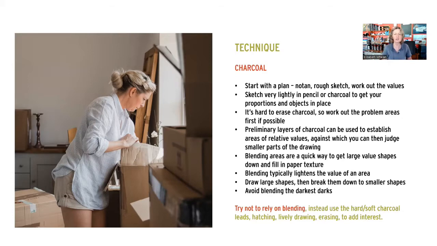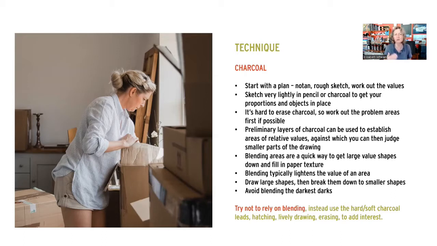So blending areas is a quick way to get the large value shapes down and fill in the paper texture. With charcoal, you tend to work on paper that's a little bit more rough. The surface texture picks up the charcoal dust, but if you want a very blended area, you need to get that dust down into the dips in the paper as well. So blending is useful for that. But it does typically lighten the value of an area, so you have to come back in with some darks again. And then, of course, there's this entire balancing out of relative values. So drawing large shapes and then breaking them down into smaller shapes is a really useful way to go about charcoal rather than getting into the detail.